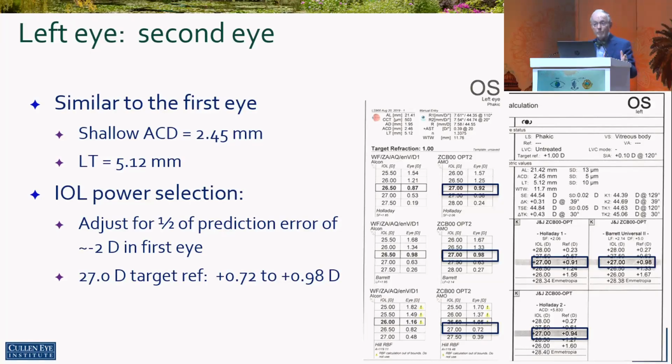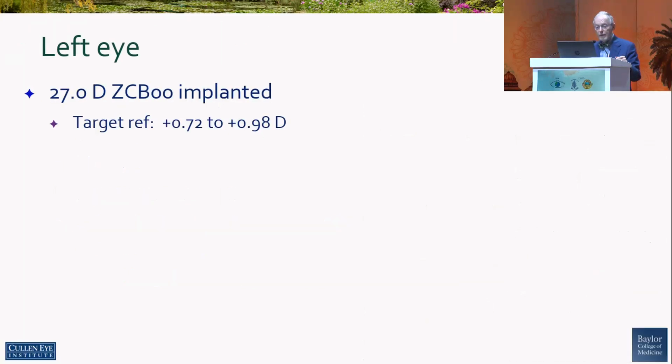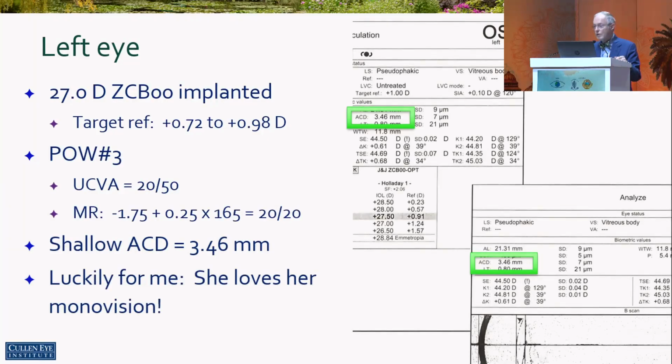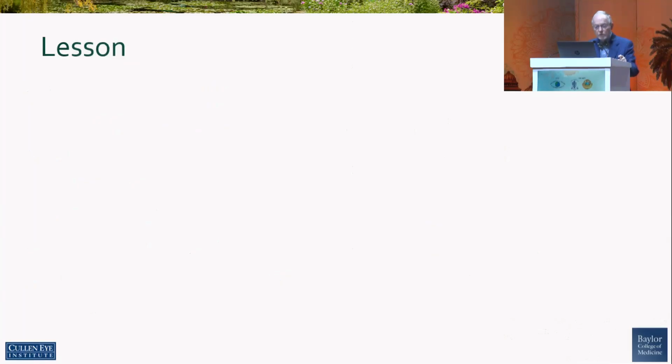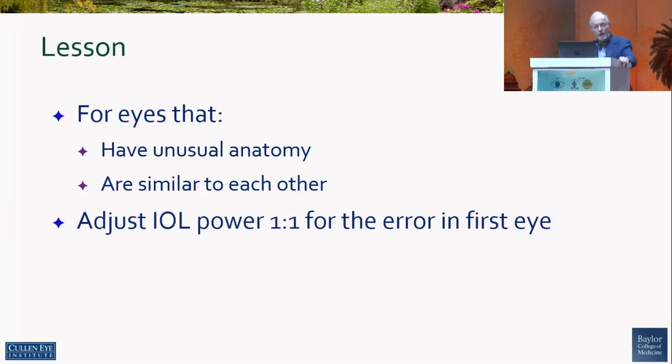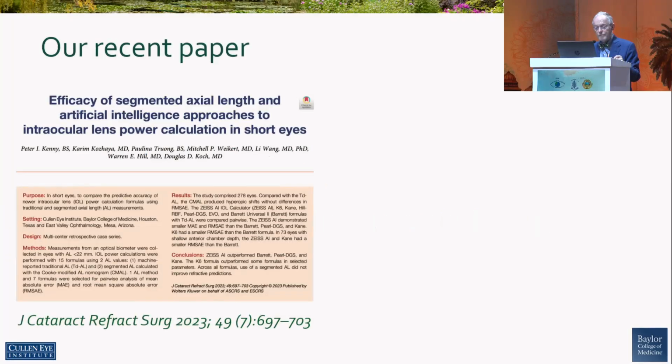I targeted around +1 for the other eye, thinking that she might end up around Plano, and she ended up -1.6 spherical equivalent, and so luckily she loves her monovision. But that just goes to show, with these eyes, with this unusual anatomy, and they're very similar to each other, we should adjust the IOL power 1:1. That would have meant I would have had to aim for +2 in her other eye, which takes a lot of courage to do, but that would have given her a more accurate calculation.